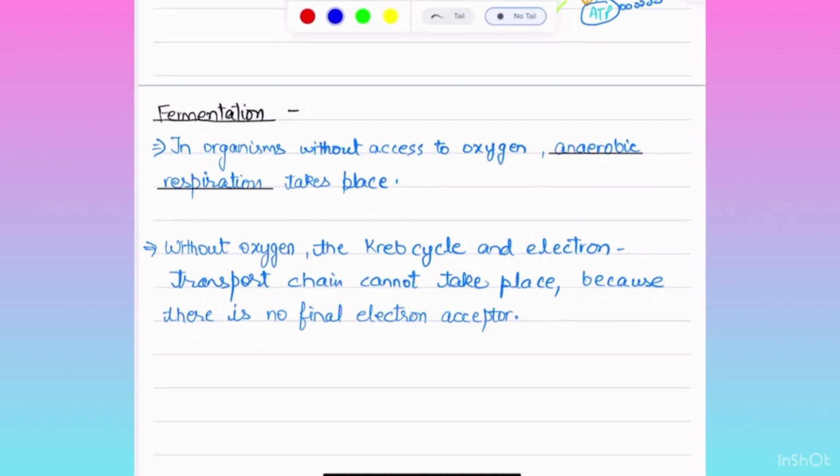If oxygen is not there in the cell, then the pyruvate is going to undergo a fermentation reaction, which is also called anaerobic respiration. Without oxygen, the Krebs cycle and electron transport chain cannot take place, and because there is no final electron acceptor, pyruvate can be converted to either ethanol or lactate.